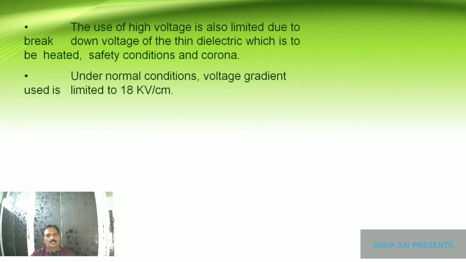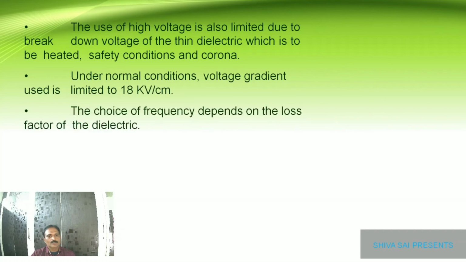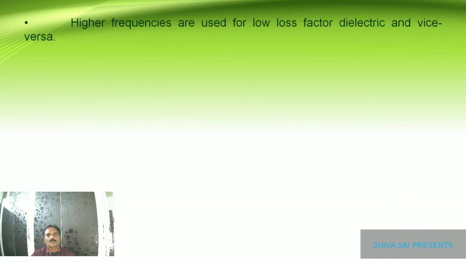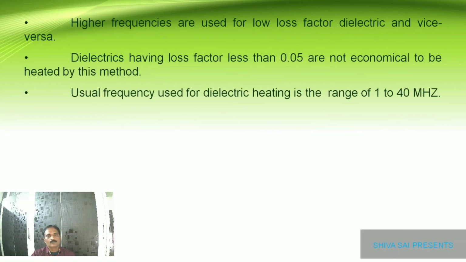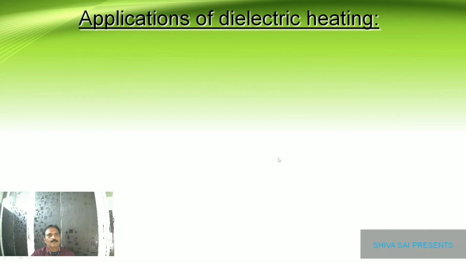Under normal conditions, the voltage gradient is limited to 18 kilovolts per centimeter. So this is a very huge value. That is the reason why we use high frequency for dielectric heating. Generally the frequency that we use will be in the range of 1 to 40 megahertz. Mega means 10 power 6. So that's about the dielectric method of heating.